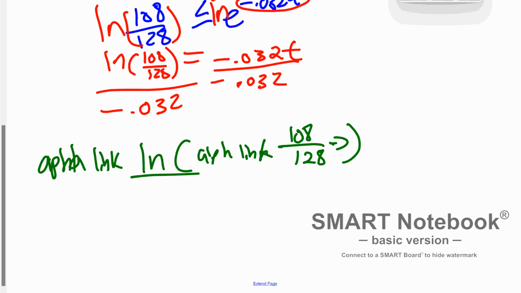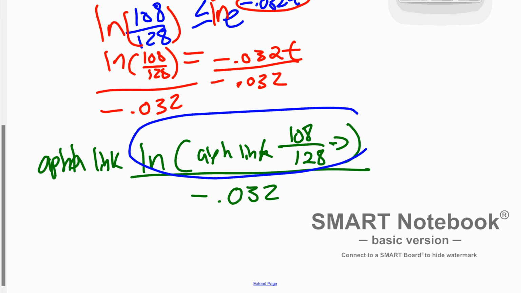I might hit alpha link, and then it'll give me a fraction, and this is on the top. And then when I'm up here in the ln, I need to make sure I hit alpha link again, and then arrow down and put in this negative 0.032. Or I could enter this in first, hit enter, and then divide by negative 0.032, and that would give you my t, which is approximately 5.3. So it would be about 5.3 minutes before it cools to at least 180 degrees.